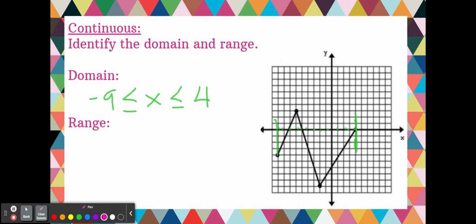And then let's talk about range. So the lowest range is here. The highest range is here. So we got -9, and then the highest is 3. There's solid dot and solid dot. So we are greater than or equal to -9, and less than or equal to +3.